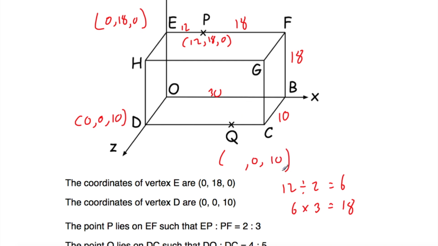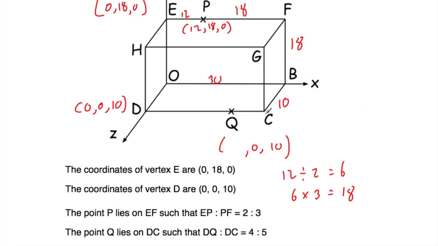Okay, so in terms of the point Q, it's so many along in the x-axis direction, we don't know that yet. It's 0 up in the y-axis direction, and it's 10 forward in the z-axis direction. Now what we do need to find is this x-coordinate for Q. We know the ratio of DQ to DC is 4 to 5. If this is 4 and the whole thing is 5, that means this would be 4 and that would be 1 in terms of the ratio. 4 parts to 1 part, because that would be 4 to 5 altogether.